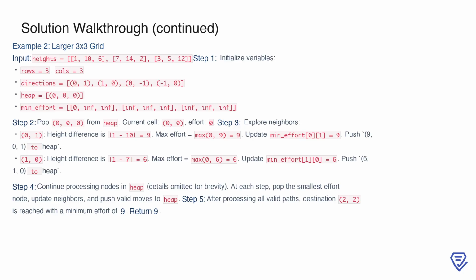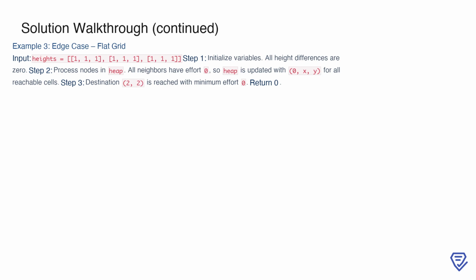As we continue processing nodes, we always pop the cell with the smallest effort from the heap, update its neighbors, and push valid moves back into the heap. After processing all valid paths, the destination cell, 2, 2, is reached with a minimum effort of 9, which is returned as the result. In this edge case, we analyze a flat grid with all heights equal to 1.